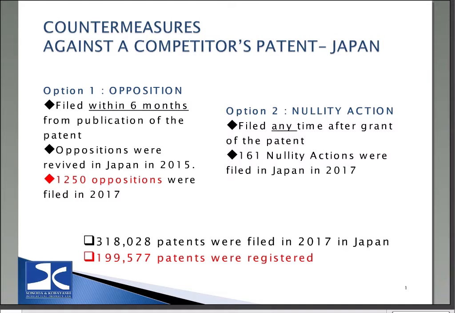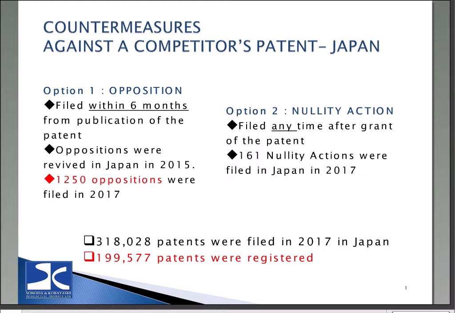When a problematic patent is granted to your competitors, there are two options you can use in Japan. One is an opposition. The second is a nullity action. There are, in fact, other means to attack the validity of the patent, which is to counter-argue at an infringement court. But we are not talking about that today. We talk only about opposition and nullity action, both at the Japan Patent Office. Sometimes I say JPO, which stands for Japan Patent Office.